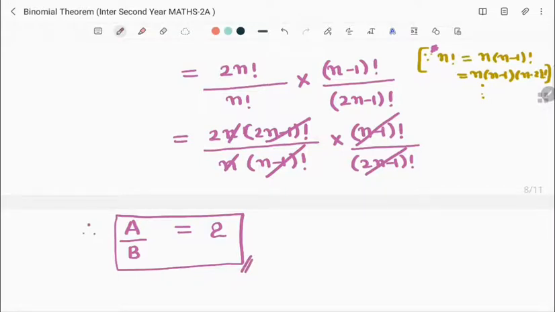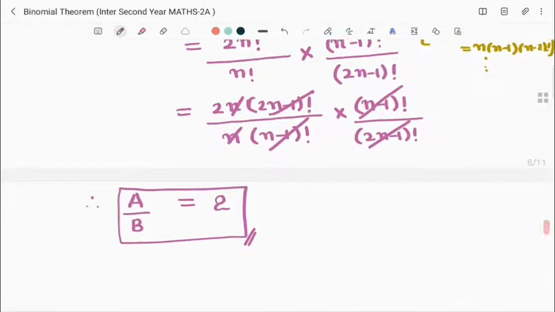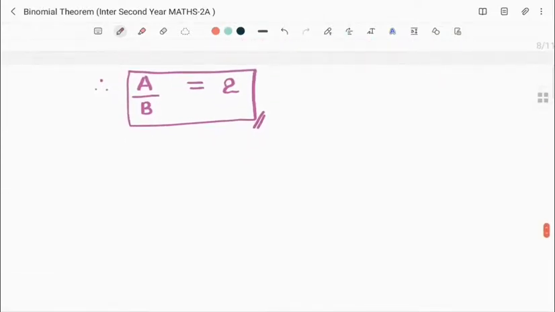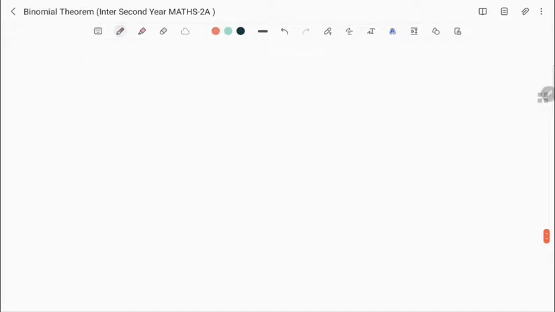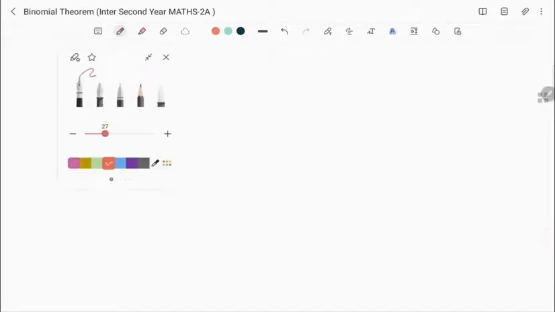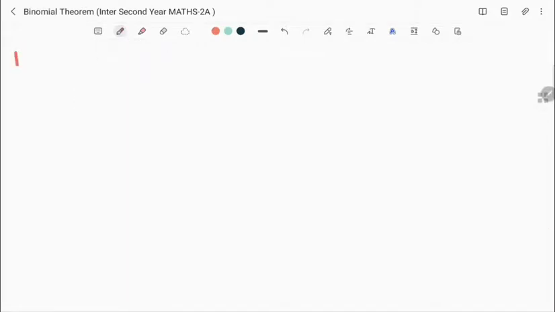I hope everyone understands, dear students. Now we will move to the second section. In this second section, these type of questions are very important. Find the coefficients. Here two questions we will discuss. One is negative, one is plus.